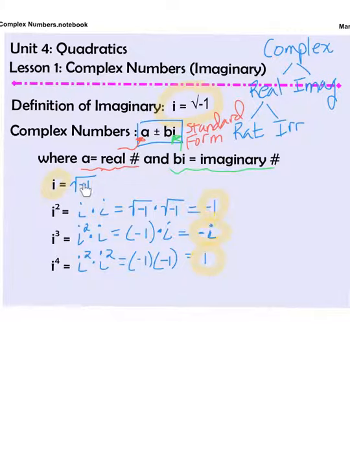So again, i is equal to the square root of negative 1. i squared is i times i, which is the square root of negative 1 times the square root of negative 1. Radical times itself gives you the number under the radical. We've split i cubed into i times i squared, right? So i squared is negative 1 from here times an i gives us negative i. i to the fourth is i squared times i squared. Well, if i squared is negative 1, negative 1 times negative 1 is 1.